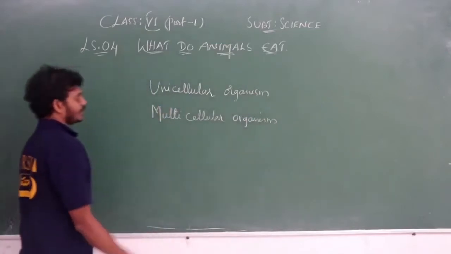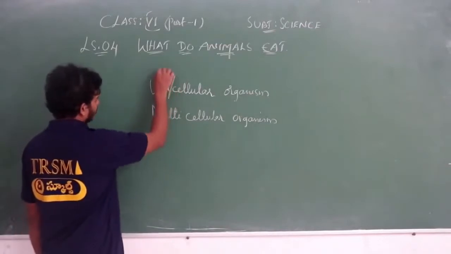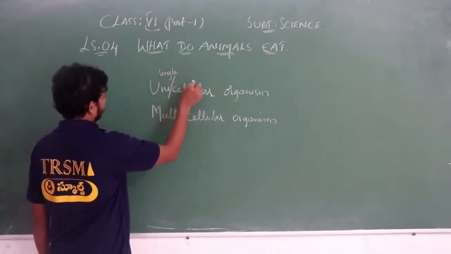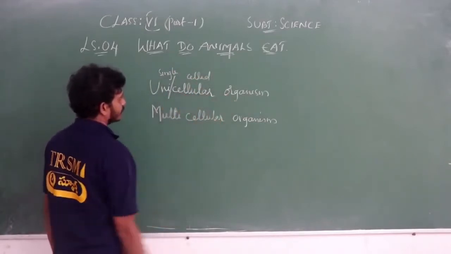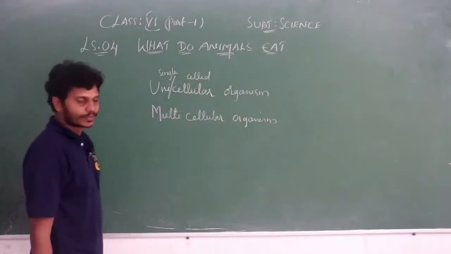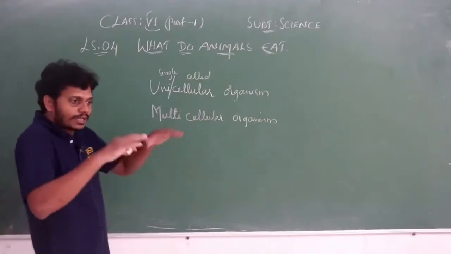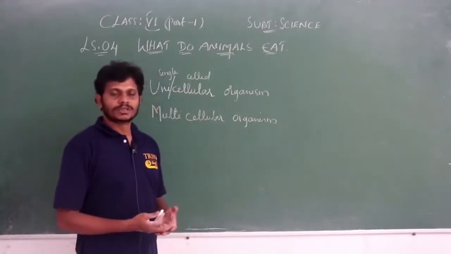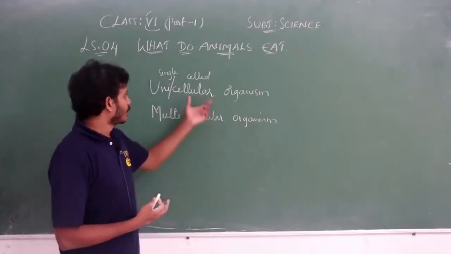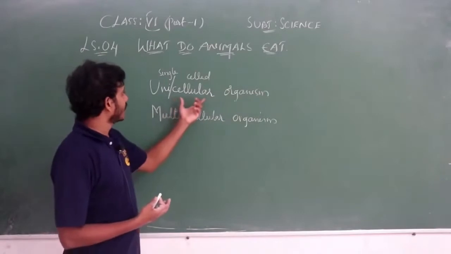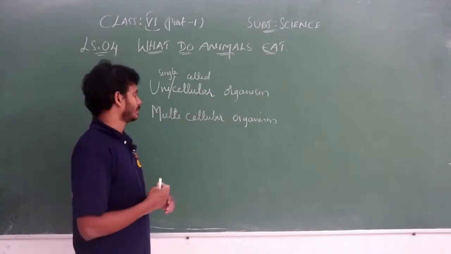What's the difference between unicellular organism and multicellular organism? Uni means single celled organism. An organism which is having only one cell, its whole body is made up of only one cell, like protozoa.